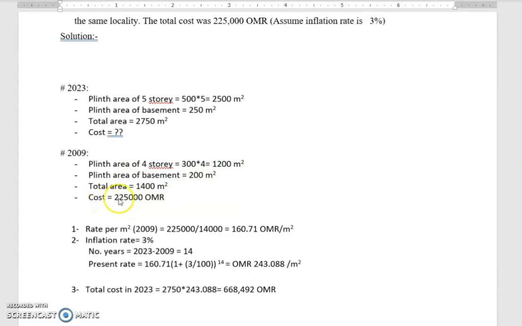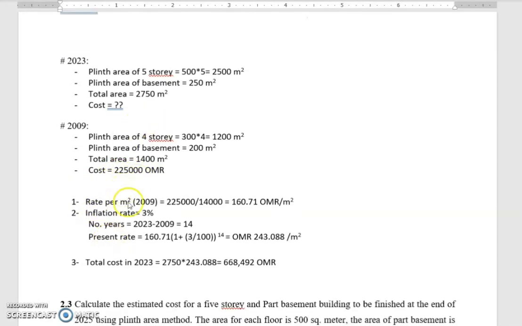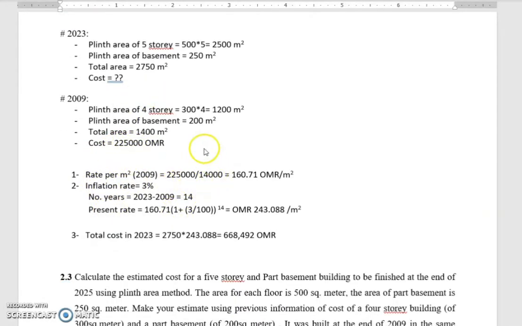And the cost at that time was like 225,000. This will be divided by 14,000, sorry. It will be 160, something like that. So this is the cost of a square meter in 2009.